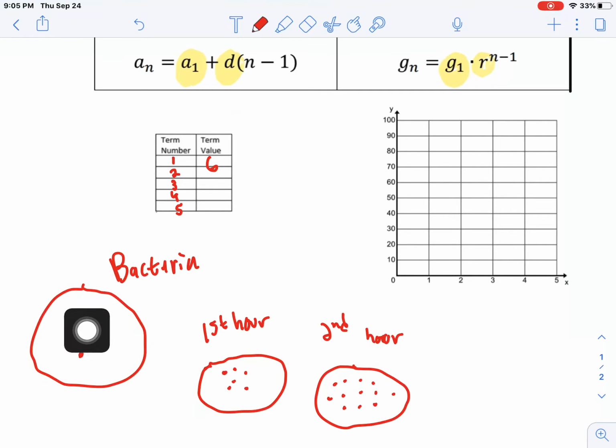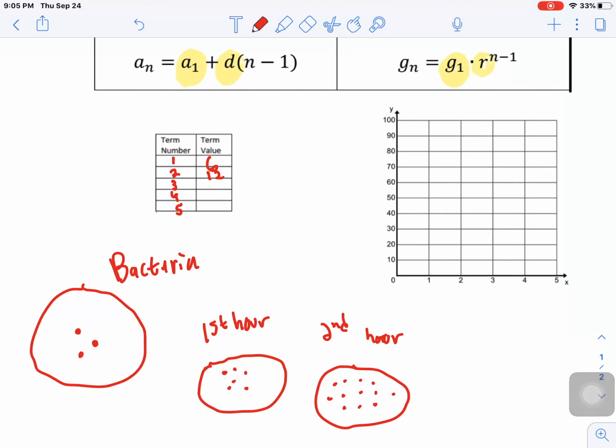What this 3 is, this would be your initial value. This would be if 0 was on the table, right next to 0, it would be 3. But we're just looking at what the first hour was. And we had 6 bacteria after the first hour. In the second hour, we had 12.